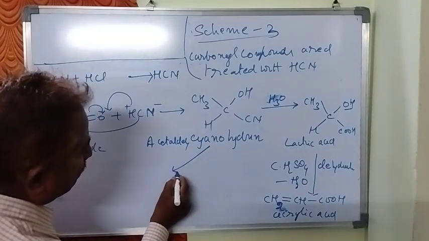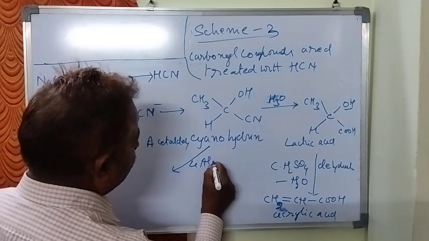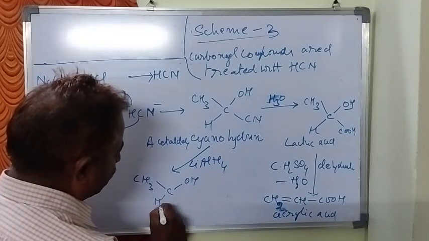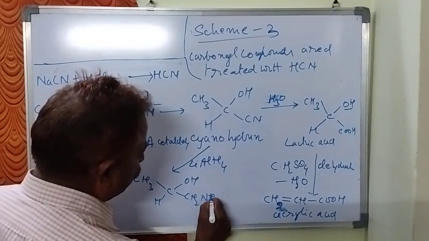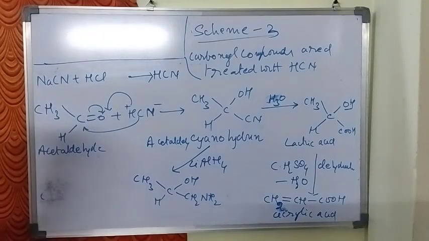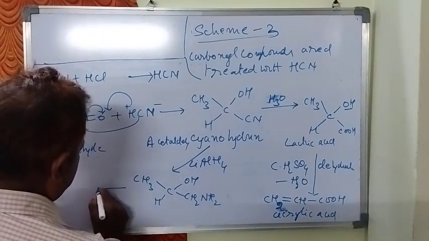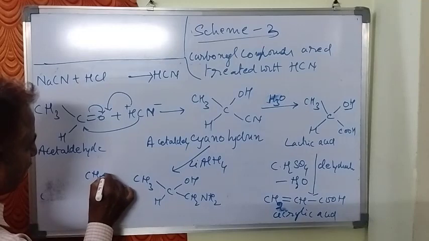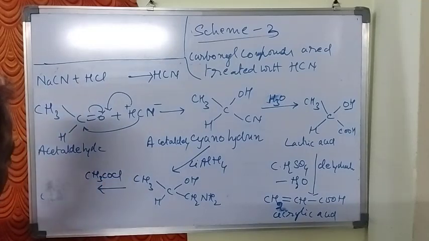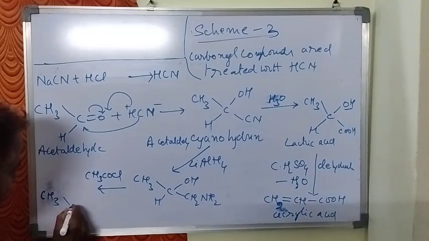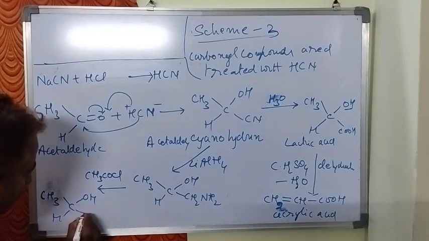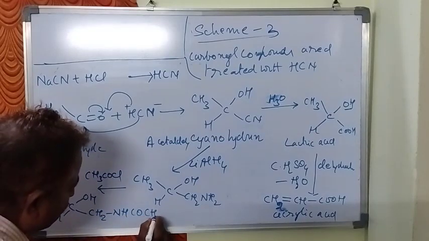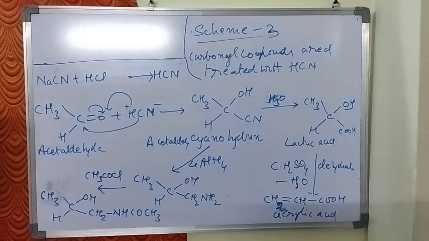If this cyanohydrin is treated with lithium aluminum hydride, what do we get? This is CH3CH(OH)CH2NH2. Amine is formed. Amine, right? This amine is again subjected to other changes. When this amine is treated with acetyl chloride, CH3COCl, what do we get here? This is CH3CH(OH)CH2NHCOCH3. So this is a complex substance.